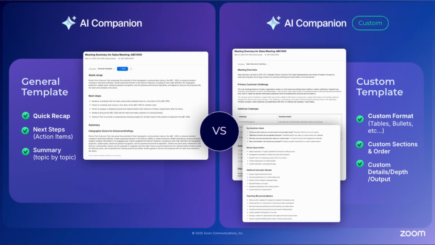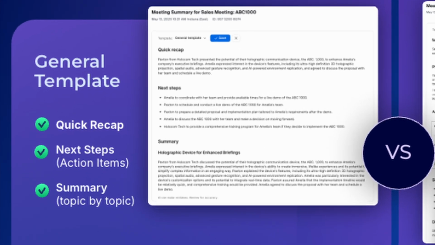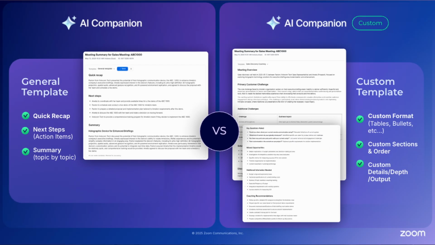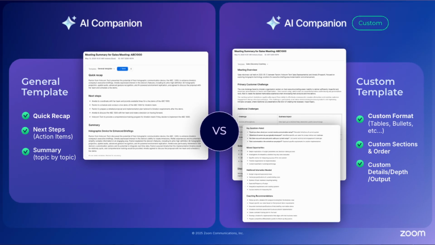This graphic illustrates the power of custom templates and dictionaries. On the left side, you see the general meeting summary template. This is our standard capability that gives you a quick recap with next steps and a summary of the conversation. But let's say you want meeting summaries that present the information in a very specific format for your customers or maybe internal stakeholders. You have unlimited options using custom meeting templates.